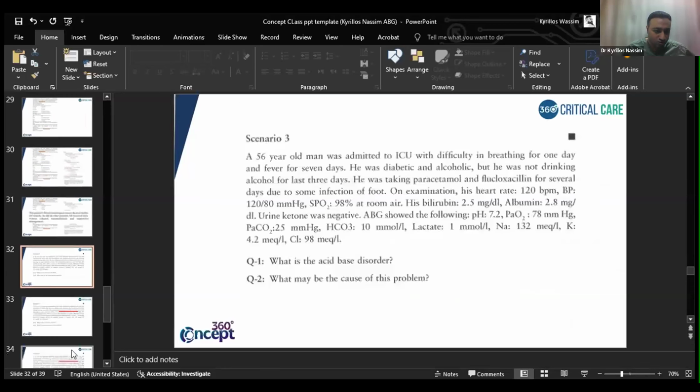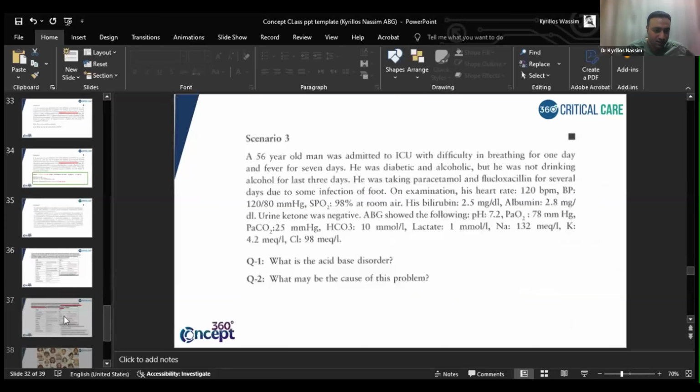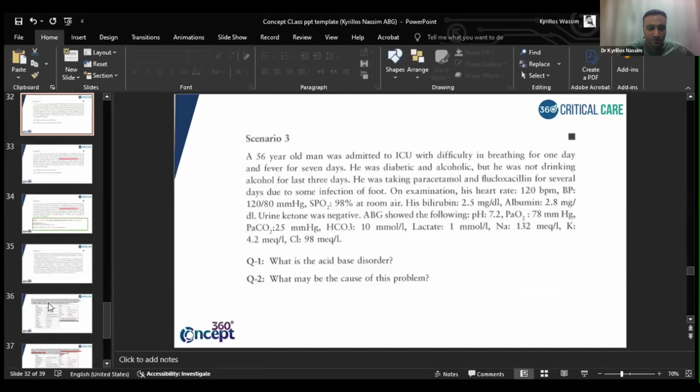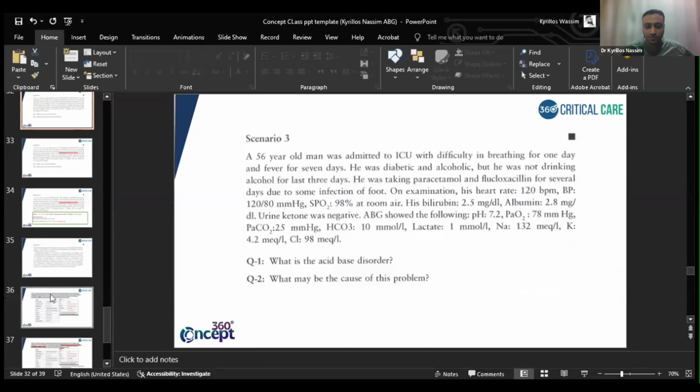Let's go to the last slide. Yeah, this is the last slide.